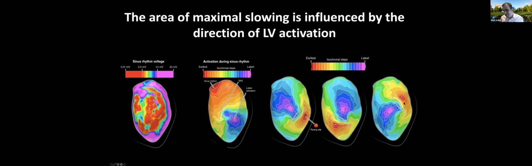And what we found was that the area of maximal activation slowing is always going to be the area where the wavefront first approaches the infarct. So here you go. What you thought would be the area of slowing during sinus rhythm may not be the case. And I want to illustrate one example to you.